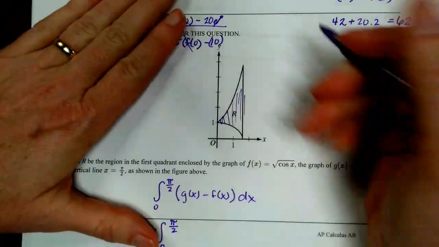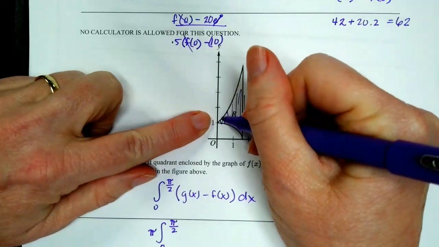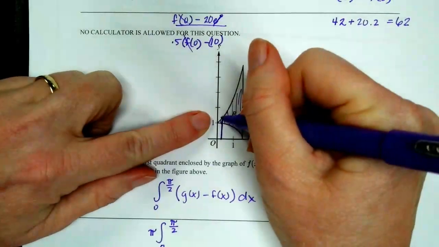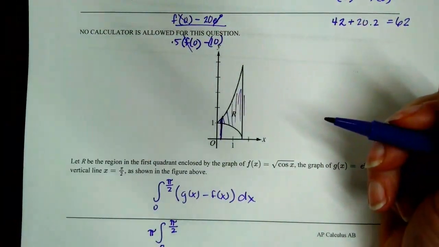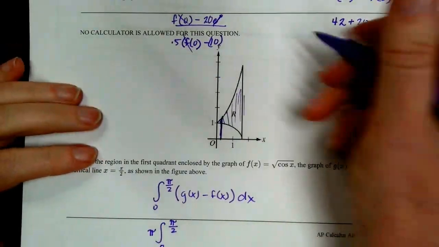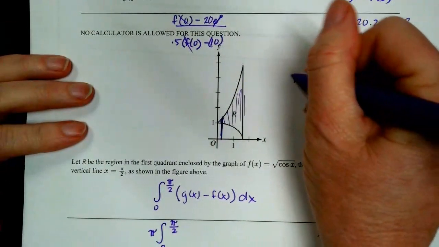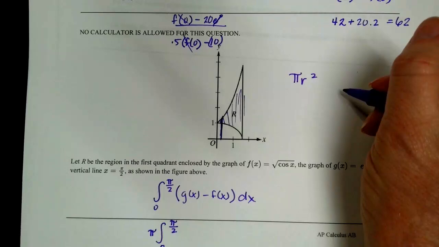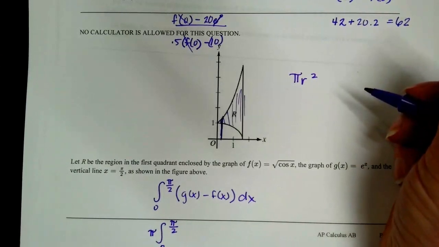Well, let's look. I need this measurement. So how would I get that measurement? It's the radius. It's pi r squared. Wait, if you're looking for a semicircle, isn't it different?